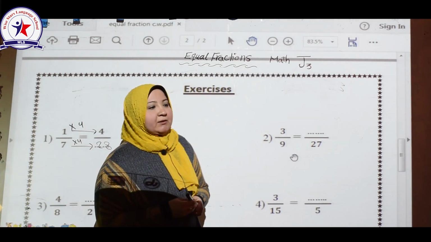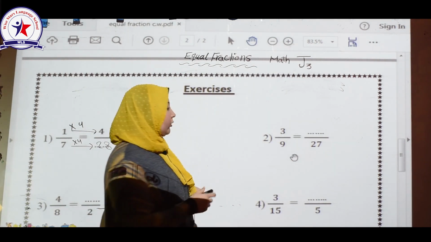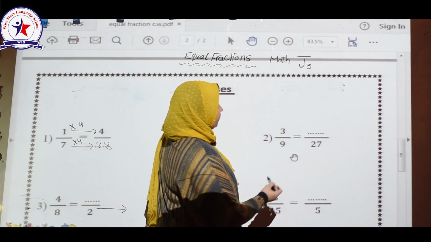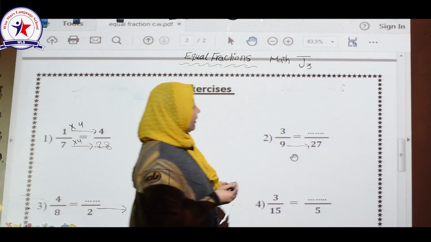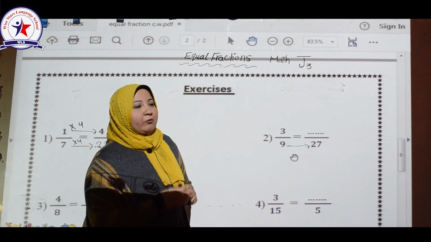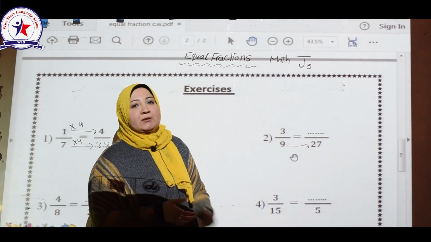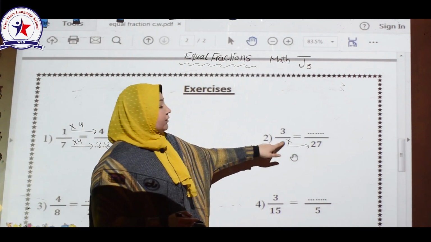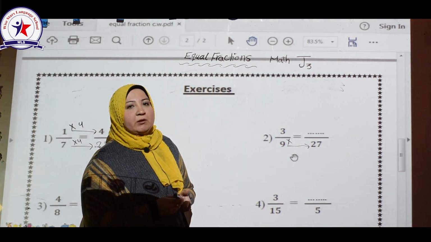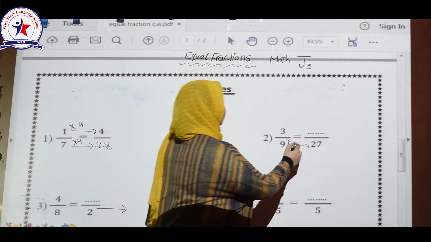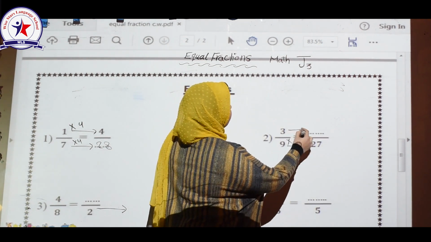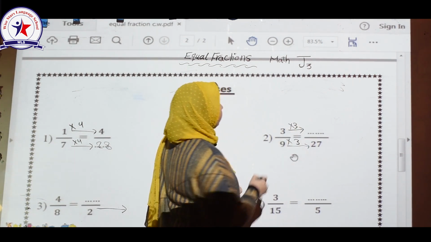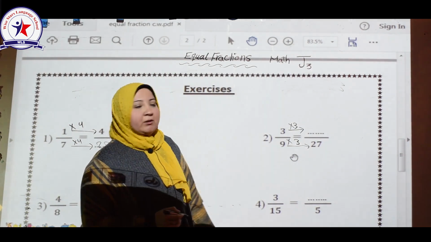The second one. The first step is draw an arrow between the two numbers opposite, like 9 and 27. Now the arrow goes from what? From the smallest to the greatest. So what? Put times. 9 times what equals 27? 9 times 3 equals 27. So draw the same arrow up and put times 3. 3 times 3 equals 9.